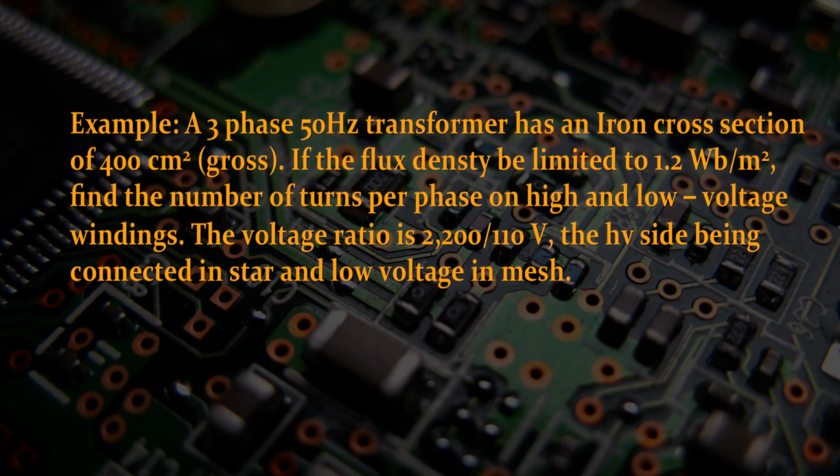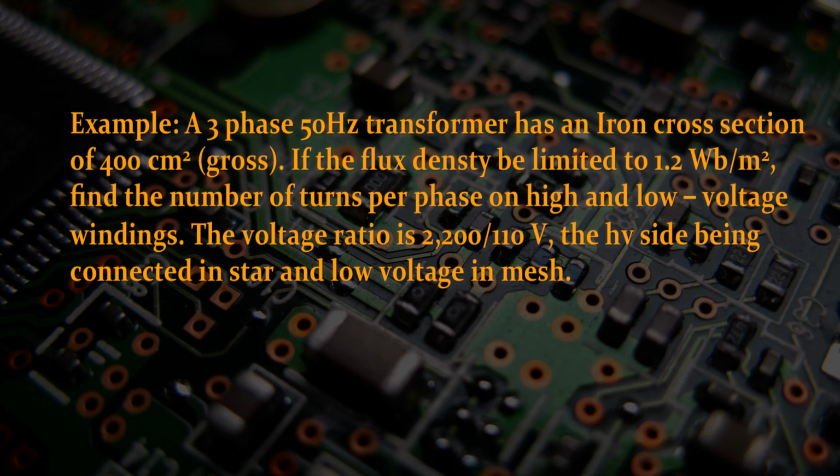So on the basis of the three-phase transformer, I am going to discuss one example. A three-phase 50 Hz transformer has an iron cross section of 400 centimeter square. If the flux density is limited to 1.2 Weber per meter square, find the number of turns per phase on the high and low voltage windings. The voltage ratio is 2200/110 volt, with the high voltage side connected in star and the low voltage side in mesh.